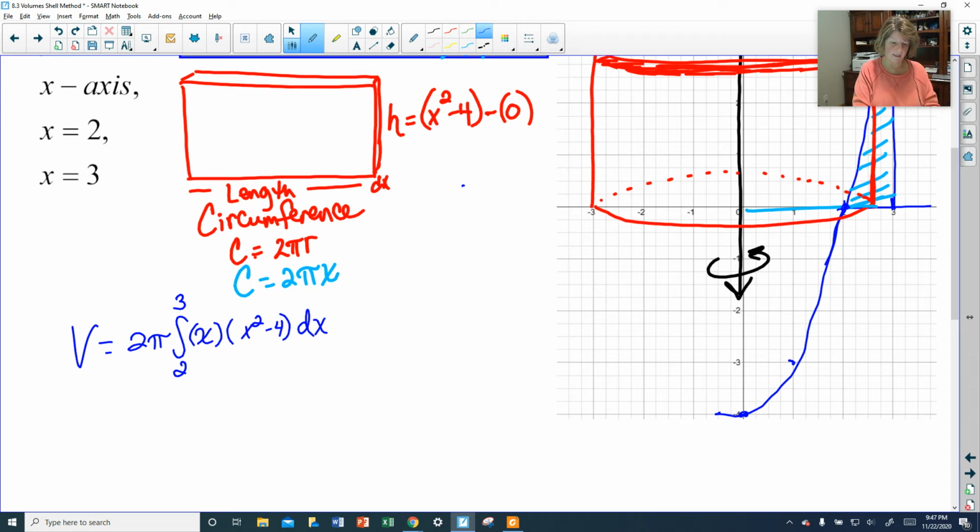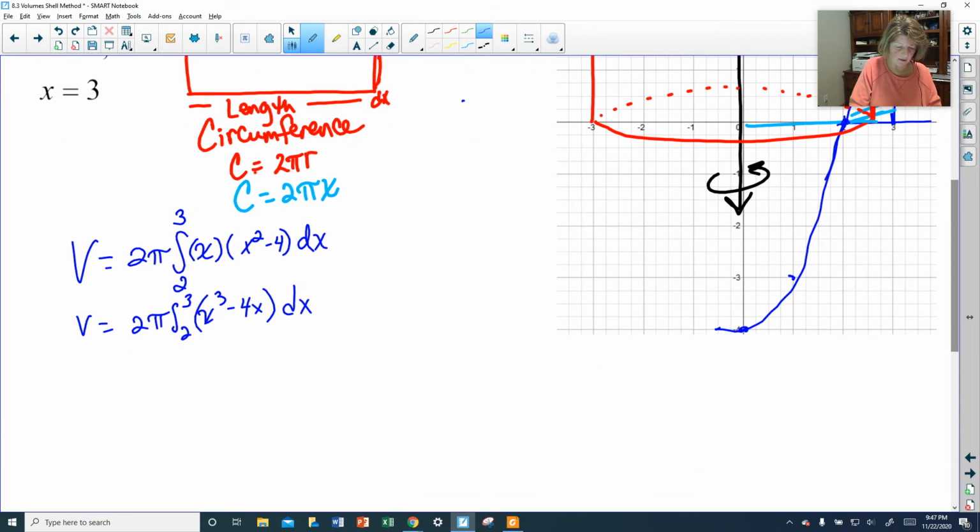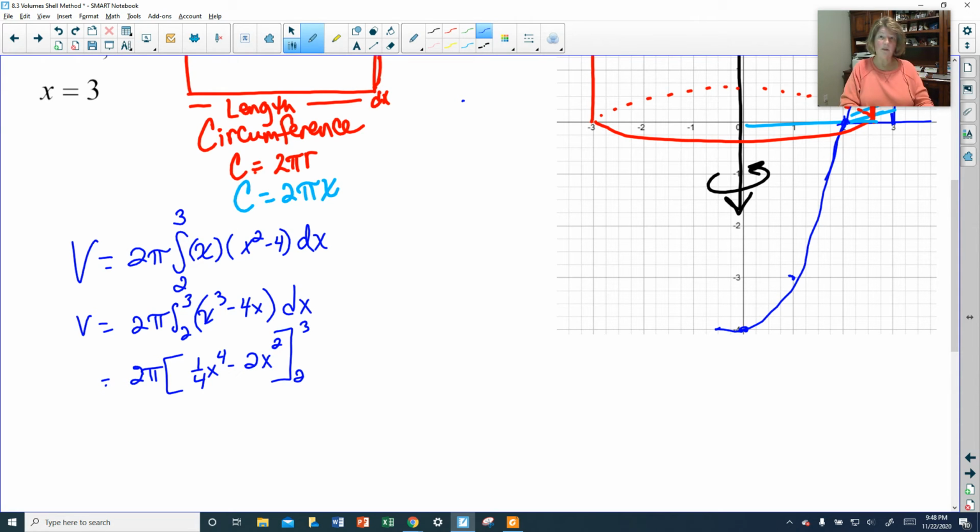Yeah, that's all it looks like. We could, of course, integrate this one by hand. Let's get it started. We'd have an x cubed minus 4x times the thickness dx. Integration, so 2 pi out front: 1/4 x to the fourth minus 2x squared. Yeah, that would generate 4x, wouldn't it? And we want to integrate from 2 to 3.